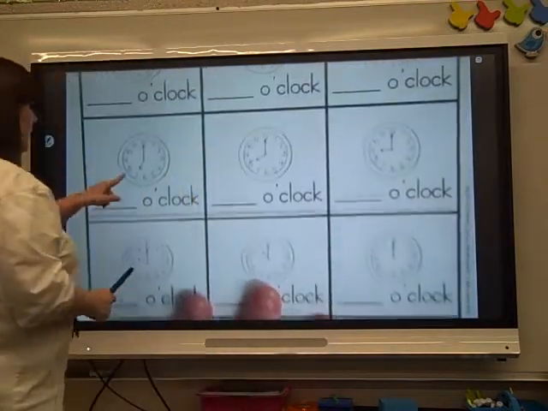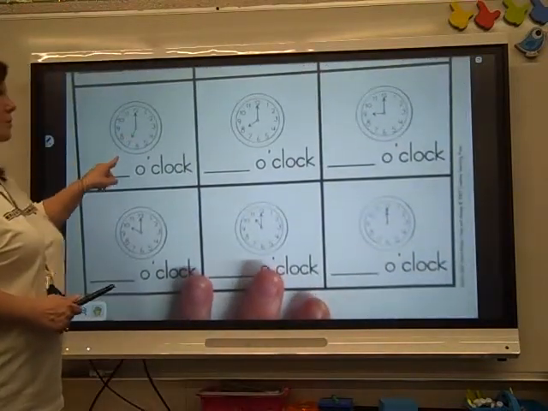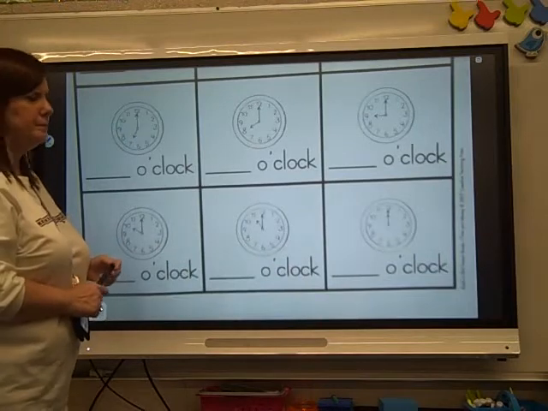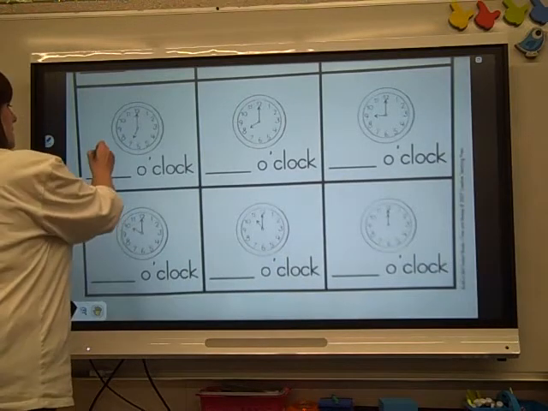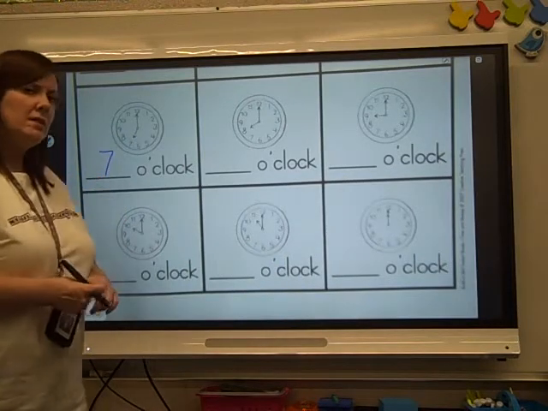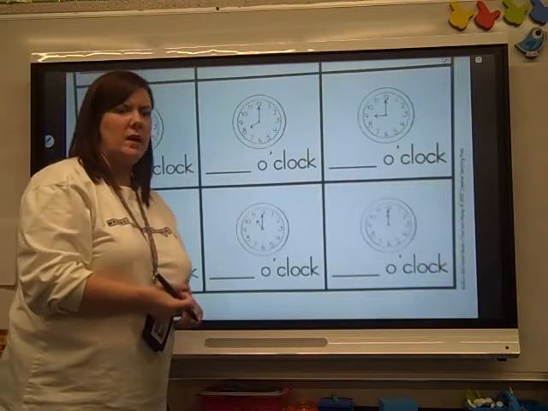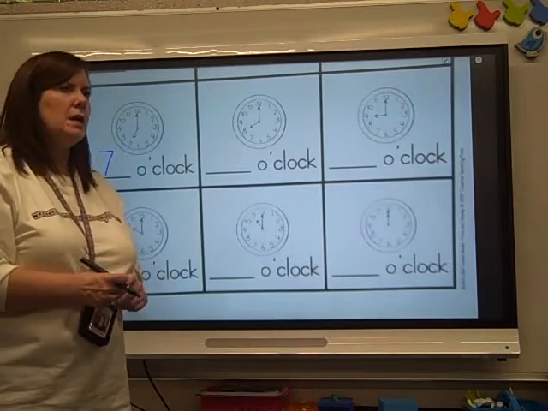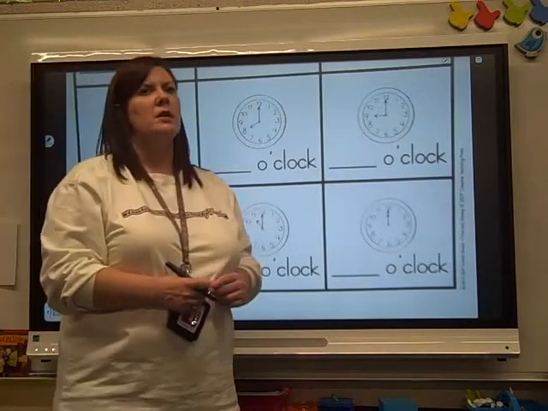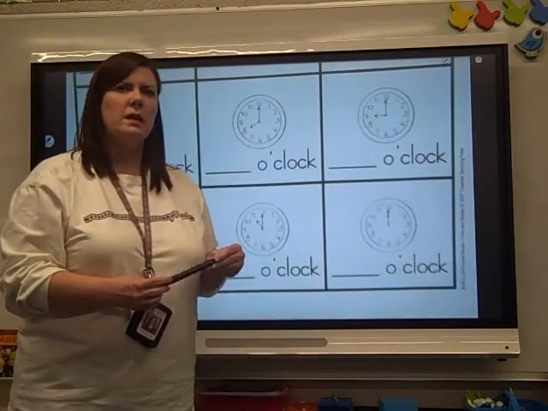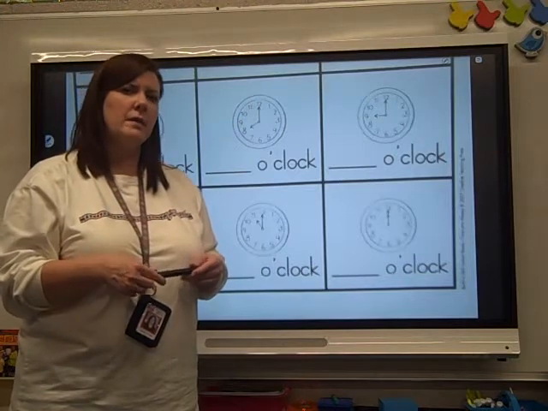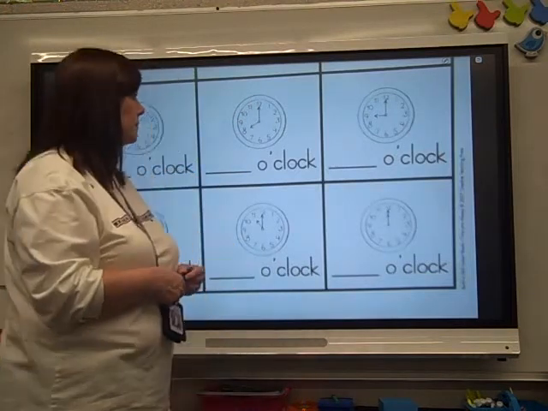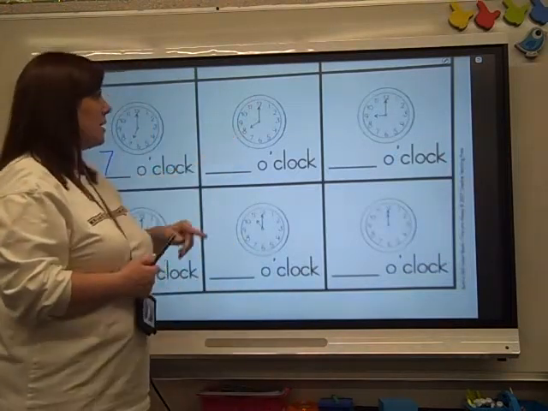All right, right here. What is it? What's the shorthand pointing to? 7. 7 o'clock in the morning, you might be eating breakfast or getting ready to get on the bus, or you might already be on the bus. And 7 o'clock at night, you might be maybe watching a little bit of TV, finishing homework, taking a bath, getting ready to go to bed. All right, what's the shorthand pointing to?